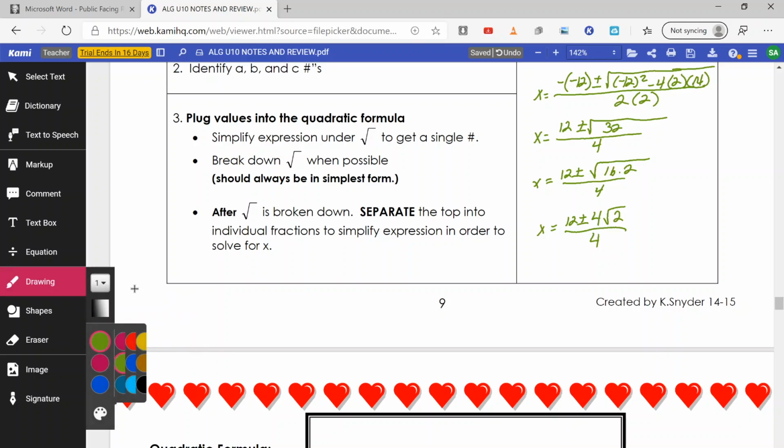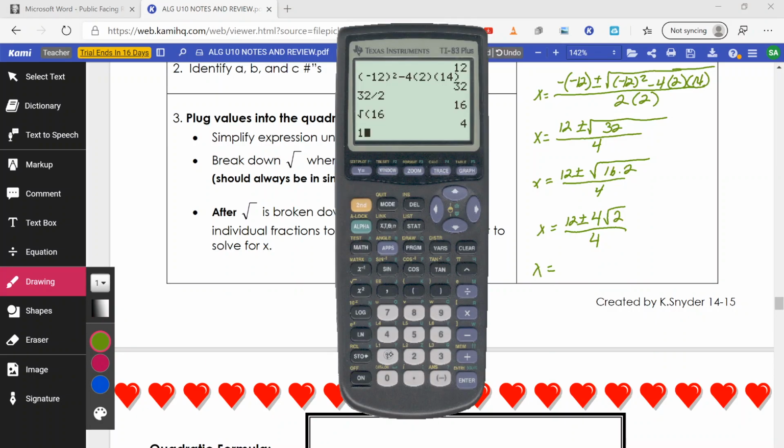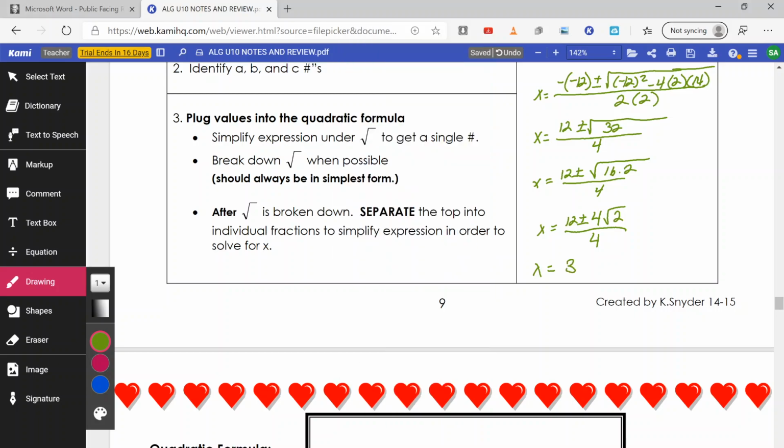So I will end up with x equals, and then when I divide 12 by 4, we get 3. And then 4 divided by 4 is just 1. So we end up with 3 plus or minus 1 root 2. So that is going to be my final answer using the quadratic equation. This is not a nice number. It is not a solid number, which is why we are going to use the quadratic formula.